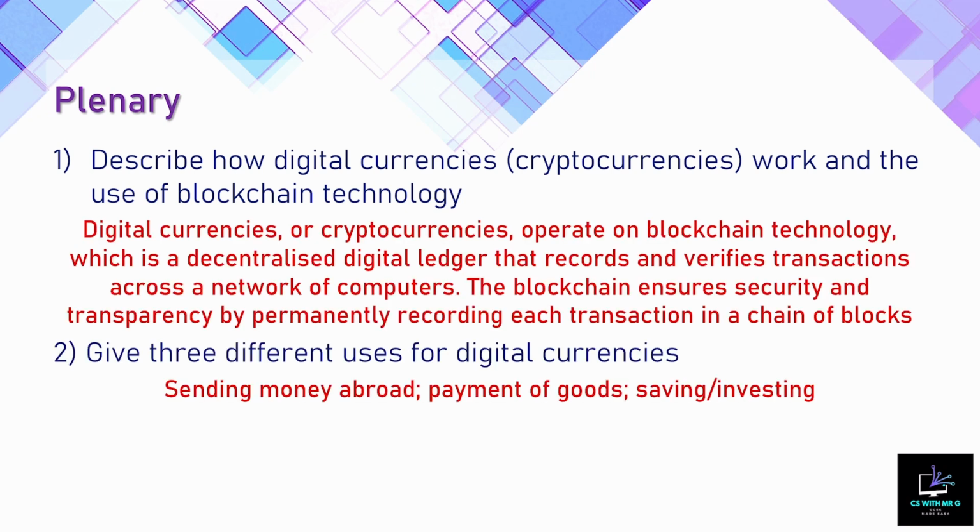So to simply put it, a digital currency operates on blockchain technology, which is a decentralized digital ledger. It records and verifies transactions across the network of computers. The blockchain ensures security and transparency by permanently recording each transaction in a chain of blocks. 3 uses: sending money abroad, payments of goods, saving and investing. Okay, the list of this is pretty big, so you'd have a bit of freedom on that one.